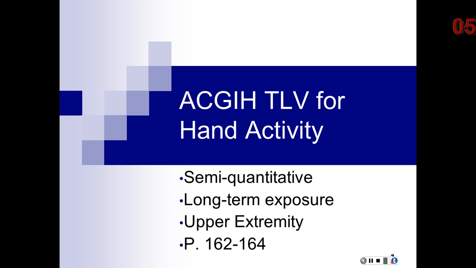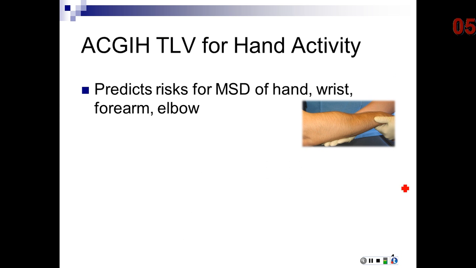When we were characterizing the different methods, this method is semi-quantitative, so there are some things to be measured. It also looks at long-term upper extremity exposures. You can find information on this TLV on pages 162 to 164 of your textbook. The ACGIH TLV for hand activity is trying to predict risk for MSDs of the hand, wrist, forearm, and elbow. So it's the upper extremity, elbow on down to the hand.